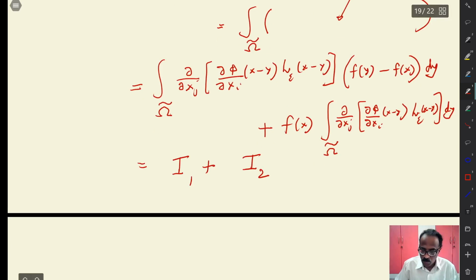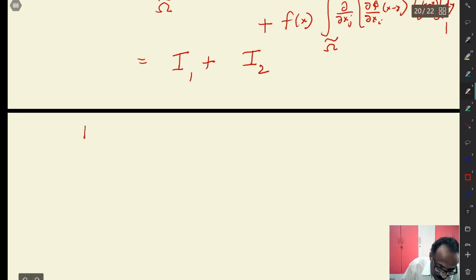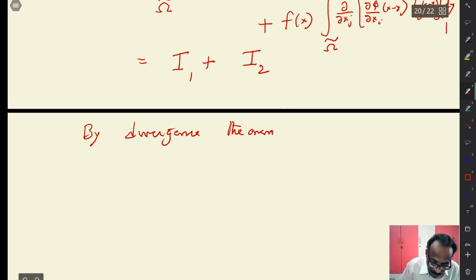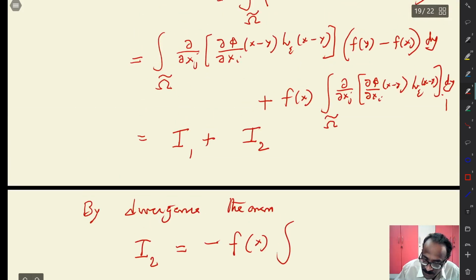Now look at I2. Do an integration by parts. There's no issue at all. When you do an integration by parts, this is multiplied by 1, so that will go. So only the boundary term will come. So by the divergence theorem, because it's a divergence theorem, I2 is equal to minus f of x, the only boundary term will come, because it's an exact differential here.